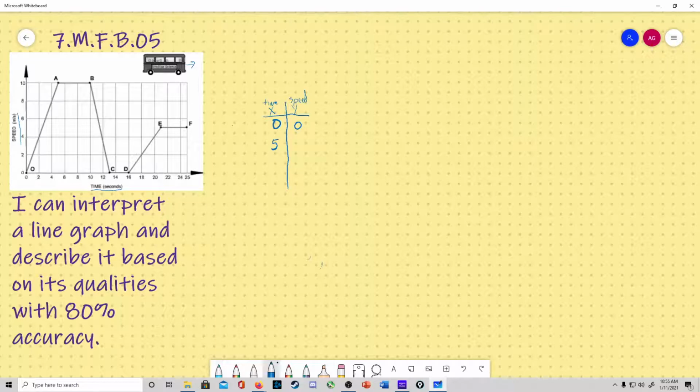All right, and so after 5 seconds, it is now going 10 miles per second, which is pretty fast. It might be meters. I'm going to go with meters. So 10 meters per second. We can see that because this is positive, this slope is positive. So if over time it's going up, then that would tell me that in that interval, if I was going to describe this, I would say the bus is speeding up.